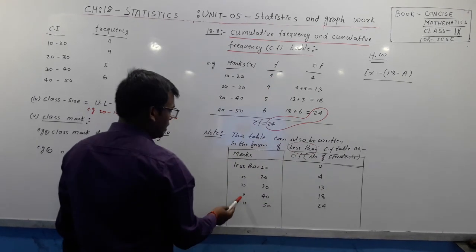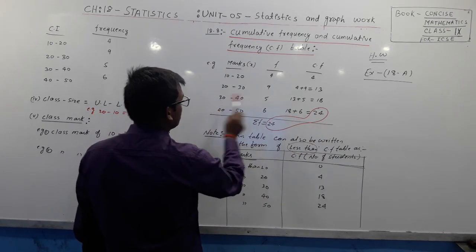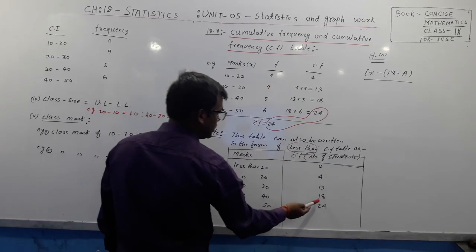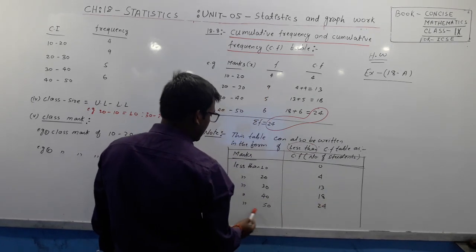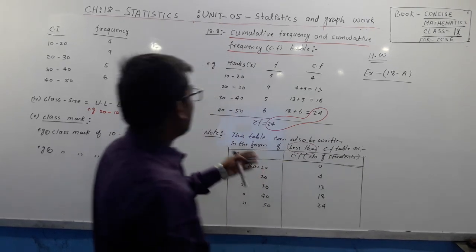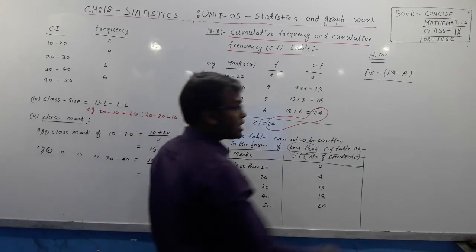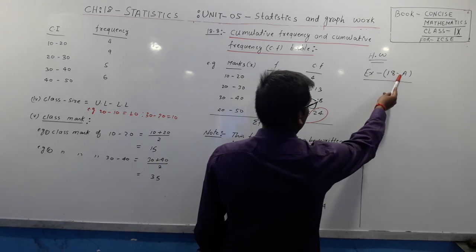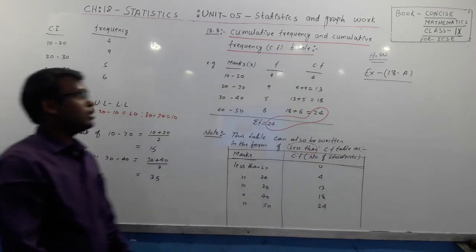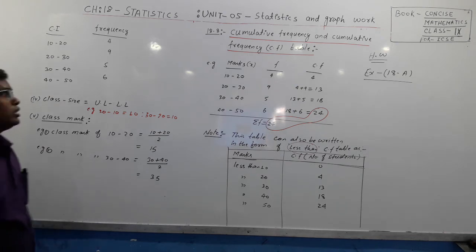Similarly, less than 40 means 4, 9 and 5, which is equal to 18. And after that you find the last one, less than 50, which is equal to 24. And after this whole topic, you attempt exercise 18.8. And in the next topic we will start chapter number 19, mean, median and mode. Thank you.